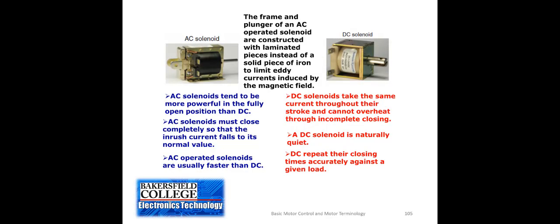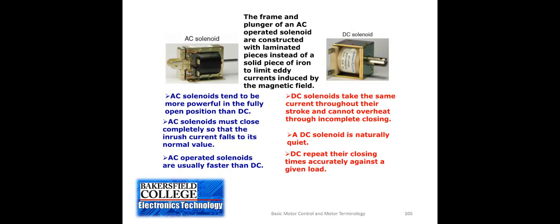There is a difference between AC and DC solenoids. You can't mix them up. You can't use an AC solenoid with a DC power supply and vice versa. AC ones tend to pull in more powerfully, and it's more powerful in the fully open position, and as it pulls in, it becomes less powerful. They're usually faster than DC. The problem with an AC solenoid is what limits the current through the coil is the presence of that piece of metal in the movable part, the plunger.